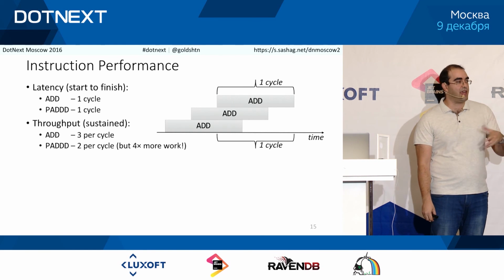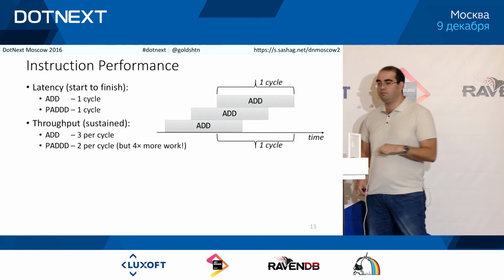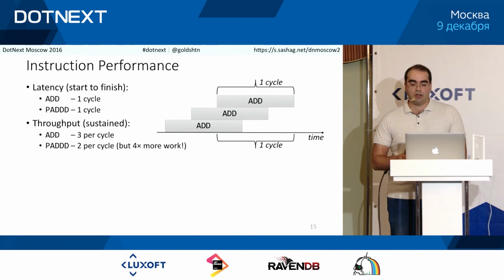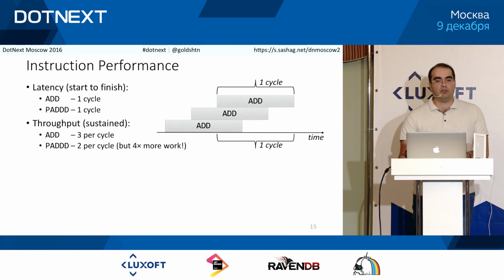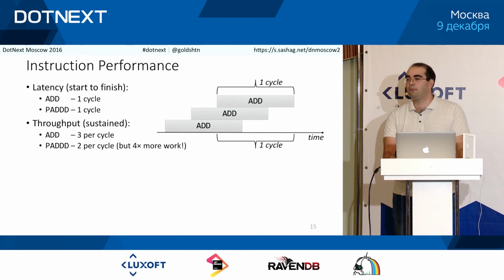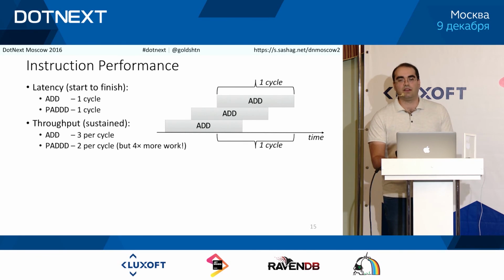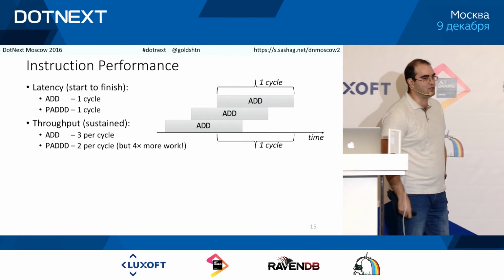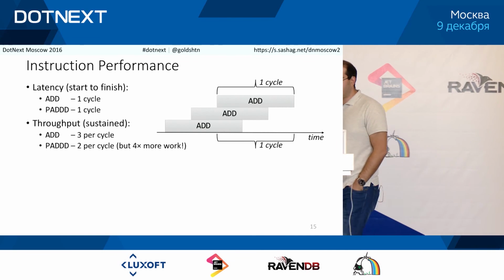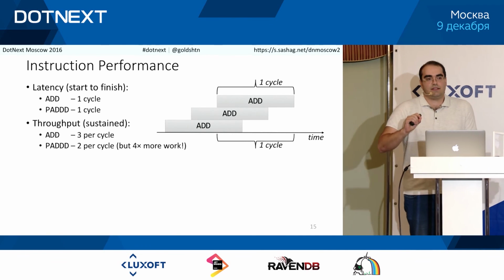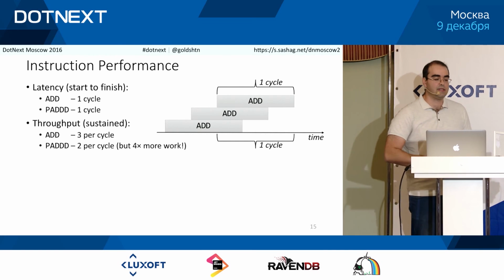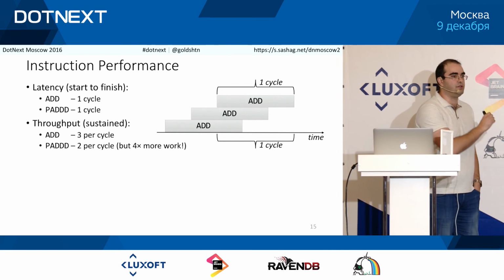If you keep doing adds over and over, you can complete 3 of those per cycle, whereas with PADDD, you can only do 2 of those per cycle, but they complete 4 times as much work. So it's still a good deal, even though it's 2 and not 3 per cycle. So the vector instructions are often just as good in terms of performance as the non-vector versions.